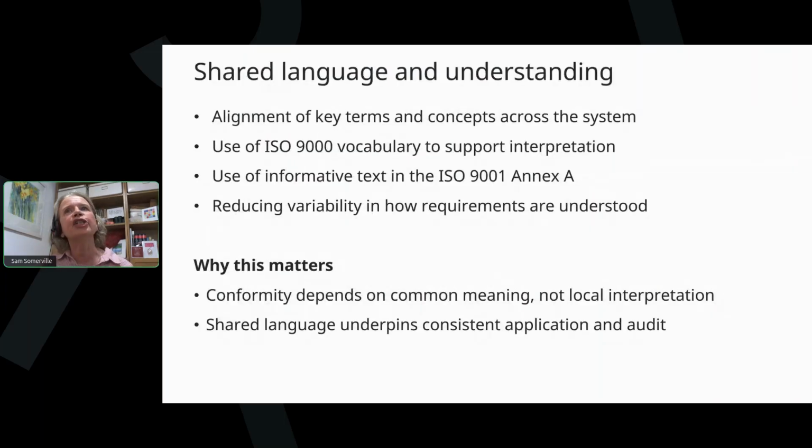And back again to that shared language and understanding of the fundamentals and concepts that really underpins consistent application and, of course, audit. You'll note actually that the terms and definitions, or some terms and definitions based on the harmonized structure of management system standards, are now held under clause 3 of ISO 9001. And of course, the full ISO 9000 vocabulary and Annex A support this understanding.